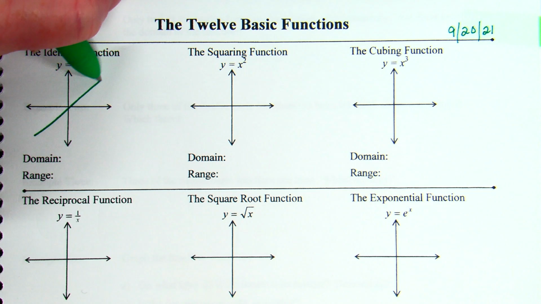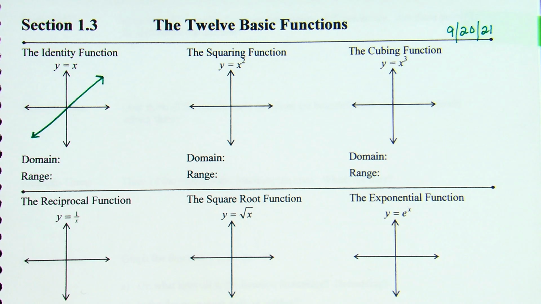Now, the identity function is y equals x. It's specifically a line with slope of 1 that goes through 0, 0. You can graph it on the calculator. That's a piece of cake, right? So, make this official in your notes. Change it if you made any mistakes, of course, as we go.